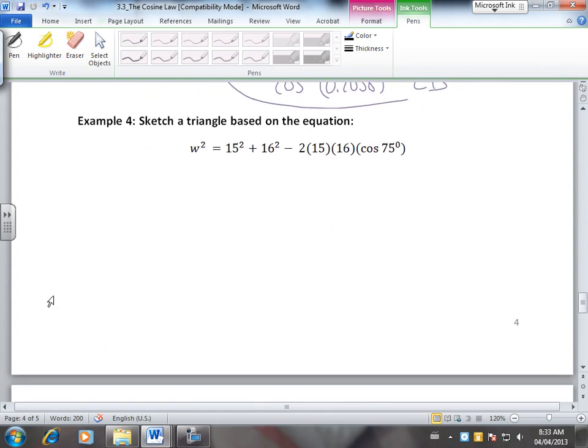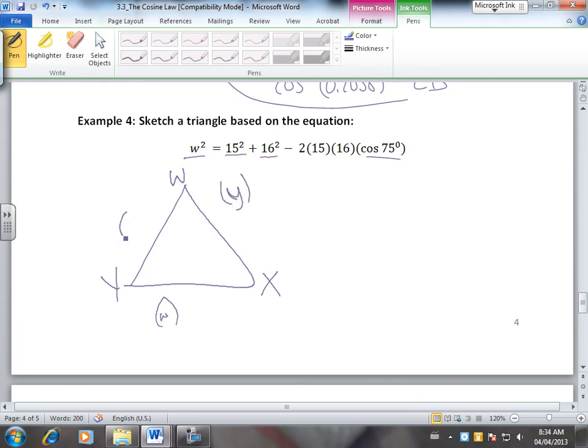Okay, so now we're going to sketch a triangle based on the equation w squared equals 15 squared plus 16 squared minus 2 times 15 times 16 times cos 75. Okay, so I'll draw my triangle. And then I look at this, I know that these three are sides, and this will be an angle. So I know that one of my sides is w, so let's fill out w. We'll name our triangle w, x, y. And then this side will be w. This side will be y, and this side is x.